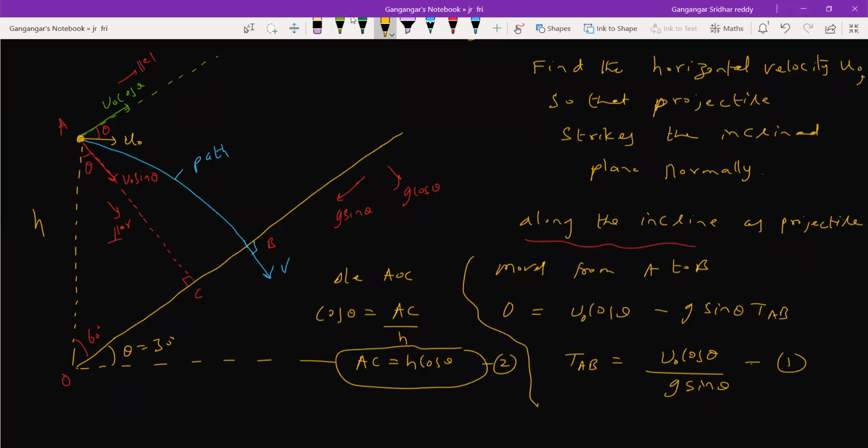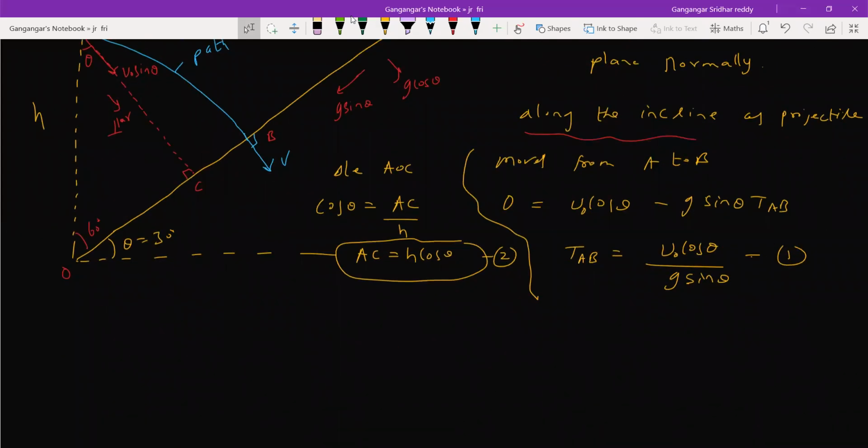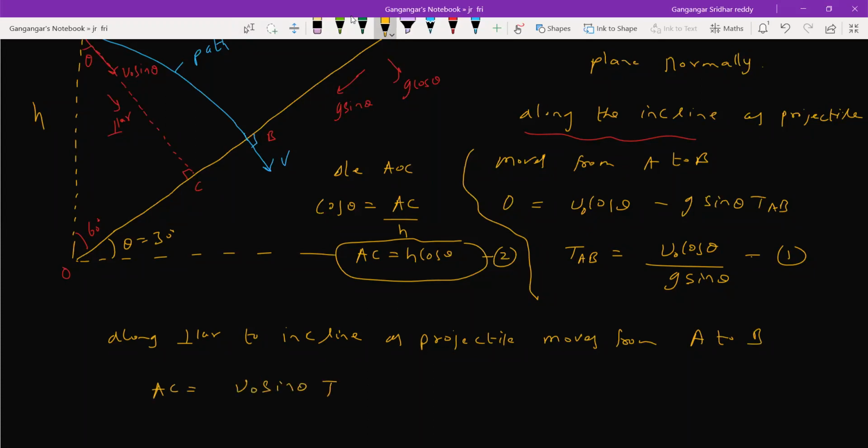Now let's put perpendicular to the incline, as the projectile moves from A to B. What is the equation for AC? You can write it as initial velocity u naught sin theta times time of flight. Now look at how g cos theta will act. It will act along the u naught sin theta, no? So plus g cos theta t square by 2.